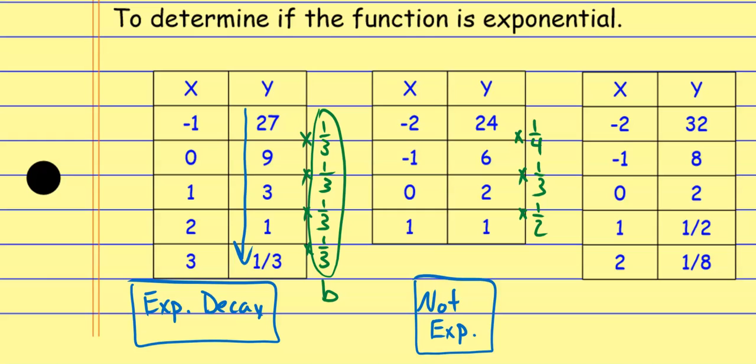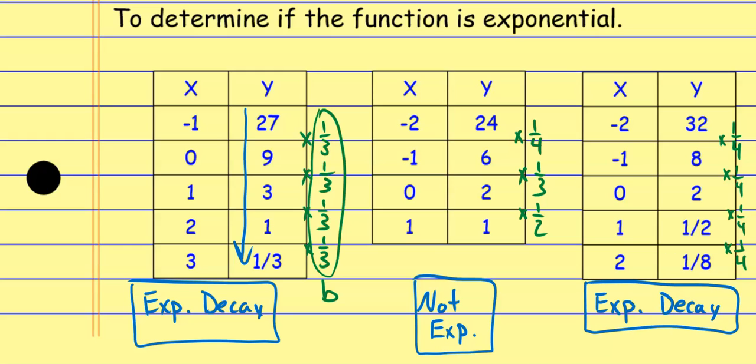And then if I look at the next one, again, I'm multiplying by 1/4 here to get from 32 to 8. And then it looks like times 1/4 again, times 1/4. So I am multiplying by 1/4 each time. So that's my b value. I can see the values going down. I can see them decreasing. So this one is exponential decay. It's an exponential function because the pattern is multiplying by the same thing each time. And it's decay because the values are going down. And the b value is between 0 and 1.